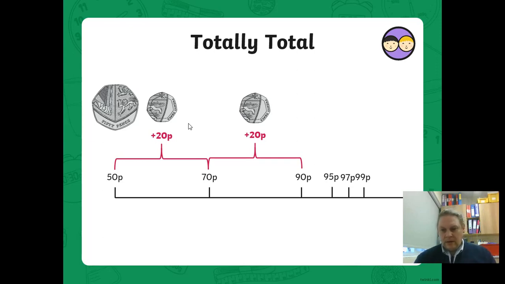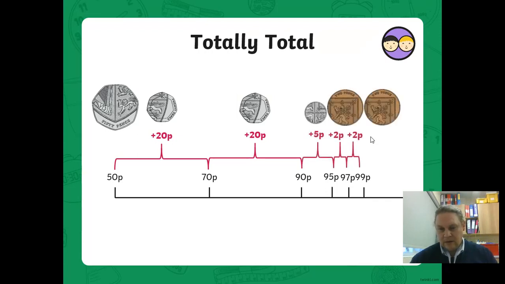We need to get to 99p. Can we use a 10 pence piece? If we had 90 and we added 10, we'd go to 100. So that'd be 1p over, so that's too big. We need something down from a 10p piece. What's that going to be? Have a think. Which is our next one down? It's our 5p. Okay. So we got to 95, and then we need to get to 99.